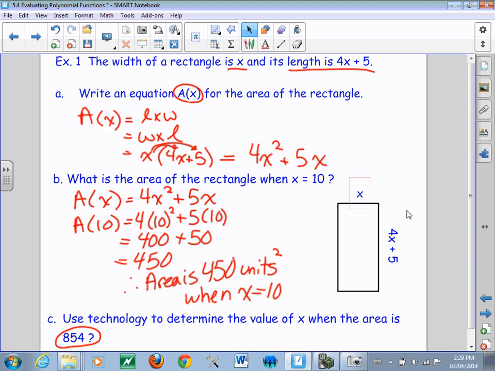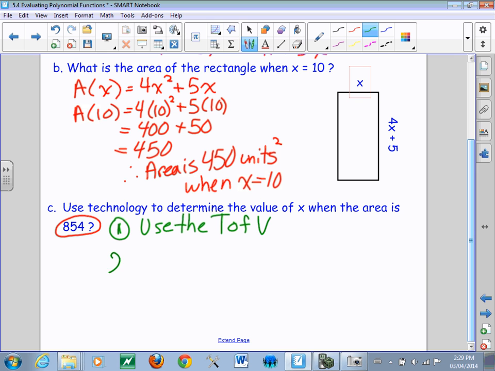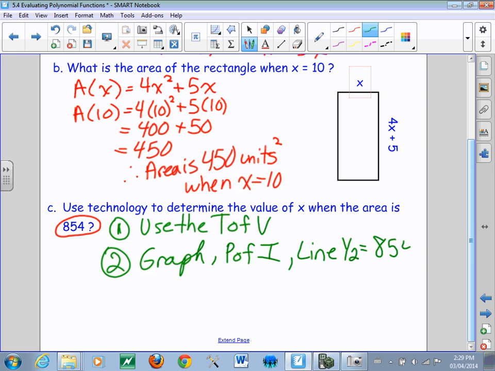All right. Now it says to use technology to determine the value when the area is 854. I'm going to show you two different ways. One, we can use the table of values. And two, we're going to take the graph and find the point of intersection. Because we know this is a quadratic, so we're going to use the quadratic, and then we're going to put a line, which is y2 equals the area, 854. We may have to change our window, but let's take a look.